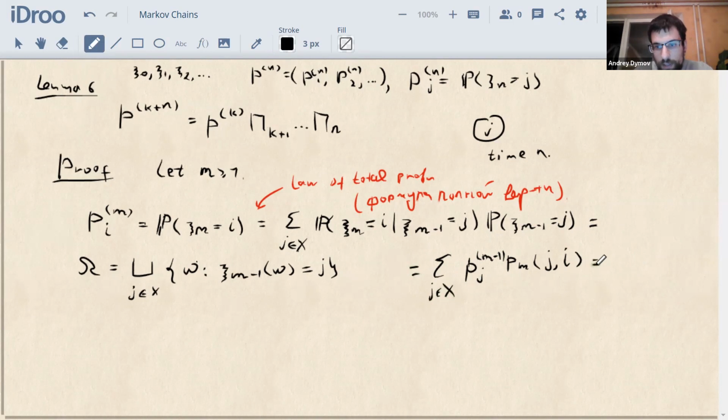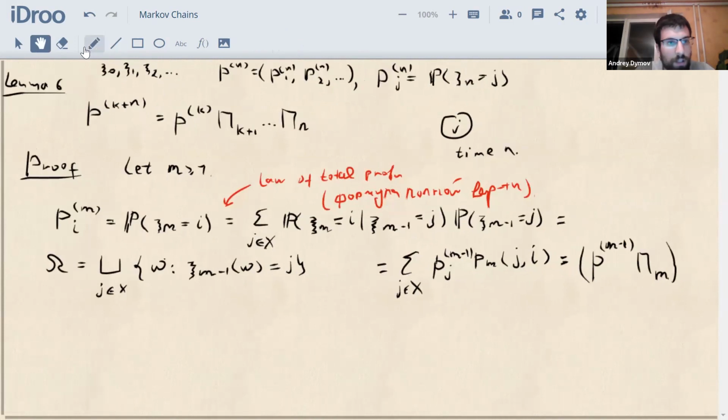But what is this? This is exactly the vector p_{m-1} multiplied by the transition probability matrix at the moment of time m, but then I should take its component number i, right? So here I will always understand vectors as rows, not as columns. So I will multiply vectors from the right to the matrices.